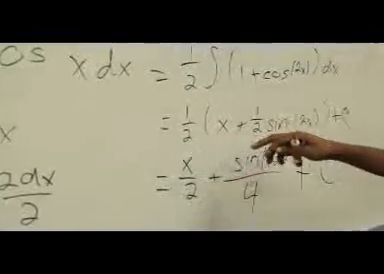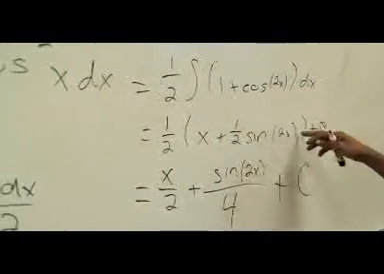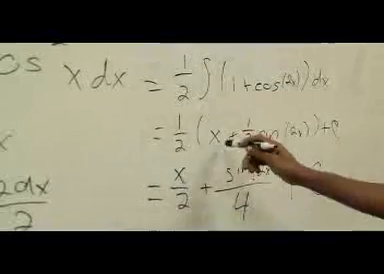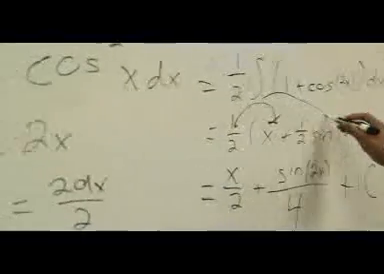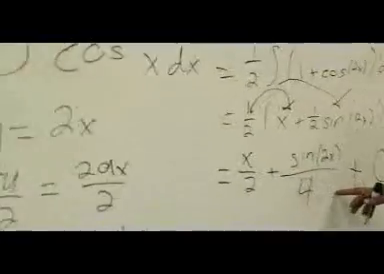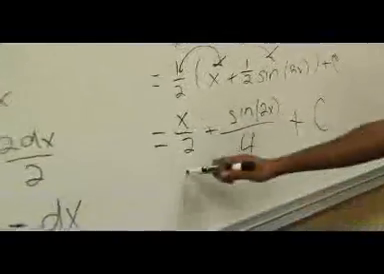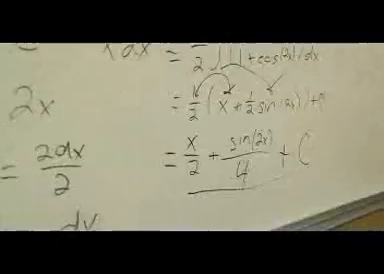Integrating 1 gives x, plus the integration of cosine 2x, which is 1/2 sine 2x, plus c. Then we distribute our 1/2 into our function, multiplying each term. It's going to be x over 2 plus sine 2x over 4 plus c. We always add the c in case we lost a constant in our derivative.